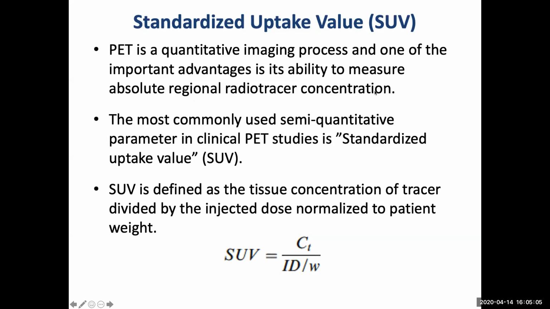However, the value will depend on the amount of activity injected, the length of time from injection, and also patient size, which affect this quantitative issue. So semi-quantitative measures were introduced to overcome this. The most commonly used semi-quantitative parameter is called standardized uptake value, or SUV. SUV is defined as the tissue concentration of a tracer divided by the injected dose multiplied by the normalized patient weight. So this is the way to calculate the SUV.